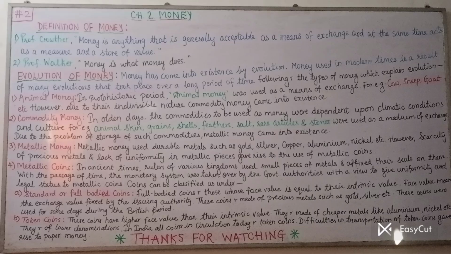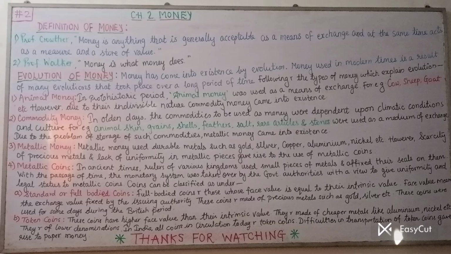That means, in whichever region, whatever commodities were grown, the grains used to grow, or whatever kind of animal was found, that kind of commodities were used as money. For example, animal skin was used as money, grains, shells, feathers, salt, then rare articles, some precious kinds of stones. So such kind of things were used as a medium of exchange.